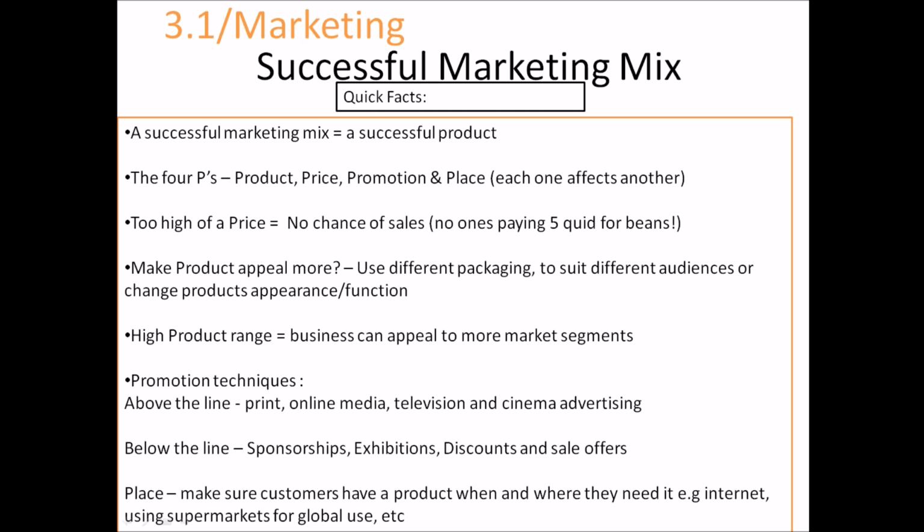And then I put place in here. Probably should have had this higher up in the slide, but this is when you make sure you have a product when they need it. So in other words, try and sell your products on the internet. It means that they don't have to travel all the way to your town to buy it. Or if you can't use the internet, at least use supermarkets, because they'll put it on the internet for you. And obviously this means global use, national use, etc.